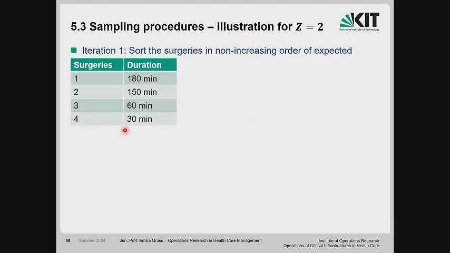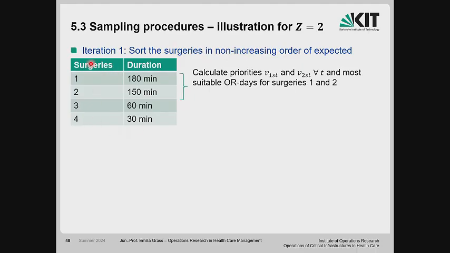Okay, so let's have an illustration example to see. With Z equal to 2, in each iteration we would like to choose 2 surgeries. This is Z. In the first iteration, we sort first of all in non-increasing order, so this is already done. And now we would like to choose the first one and compare both, by calculating the priorities for the first and for the second surgery. Based on the priorities, we determine the drawing probabilities.